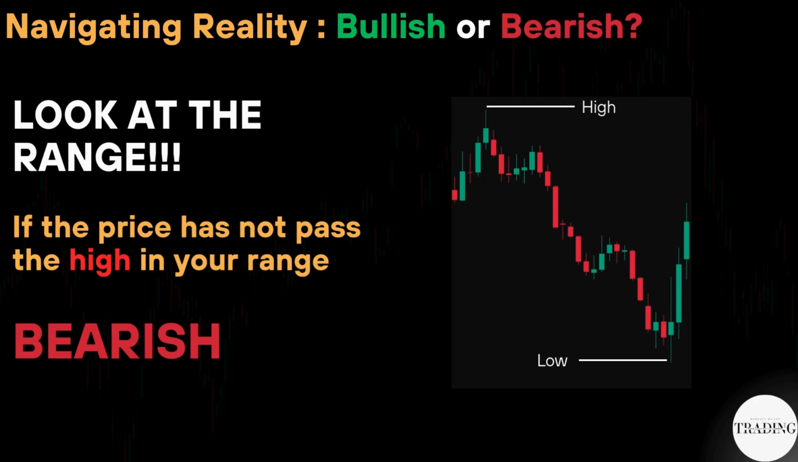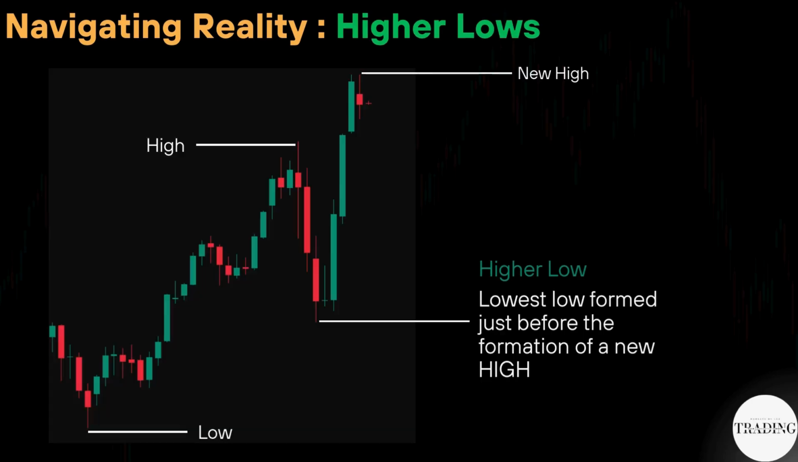Now, there's a concept that I want to introduce you to, because in the earlier candles, you might have noticed that, hey, at some point, the market seemed to be going lower, and at another point, it seemed to be going higher. So what are these levels called? Now, navigating the reality still, what is a higher low? A higher low would be the lowest candle formed just before a new high is created.